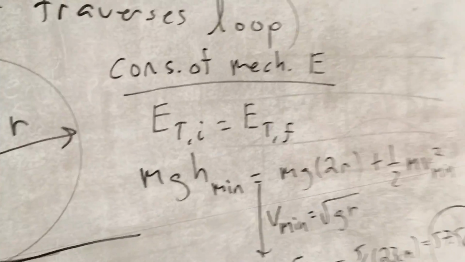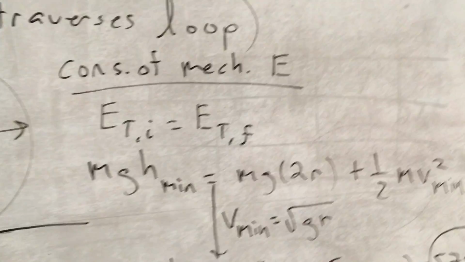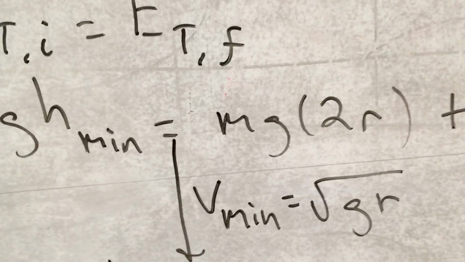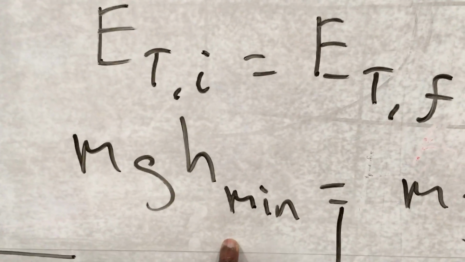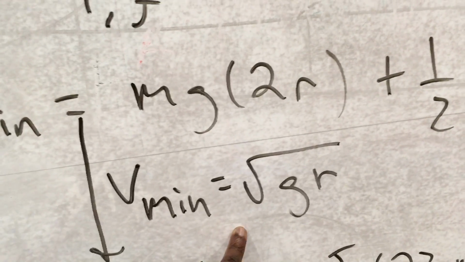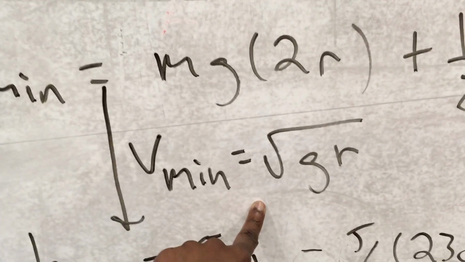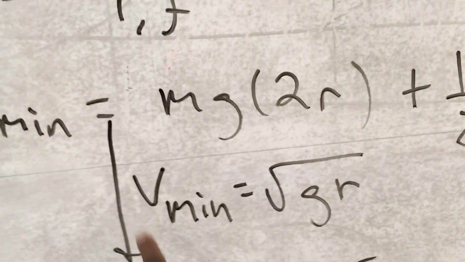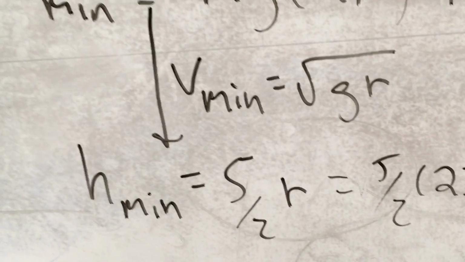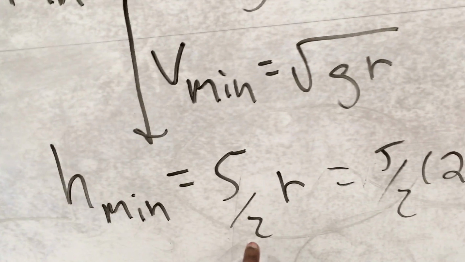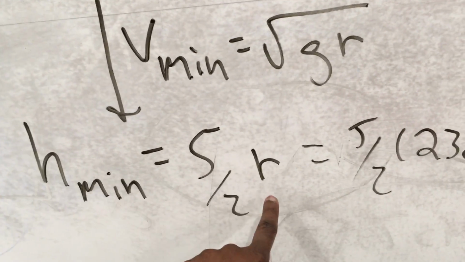So I'll step back here so we can see the full equation. And then if you want to calculate the minimum height, we have to use this equation here. This is the minimum speed for the object to make it around the track, and you get this equation from Newton's second law. And if we do the calculation, we end up getting the minimum height is 2.5 times the radius of our loop.